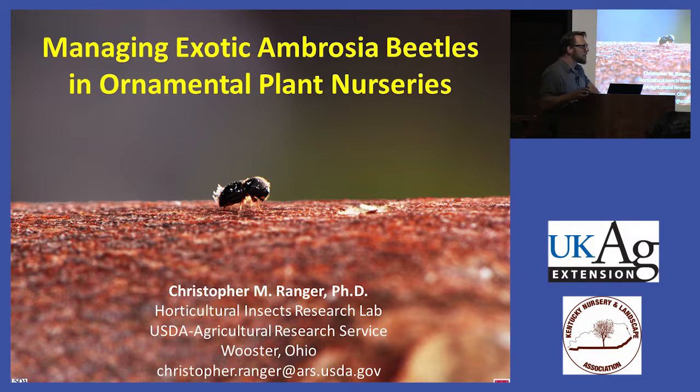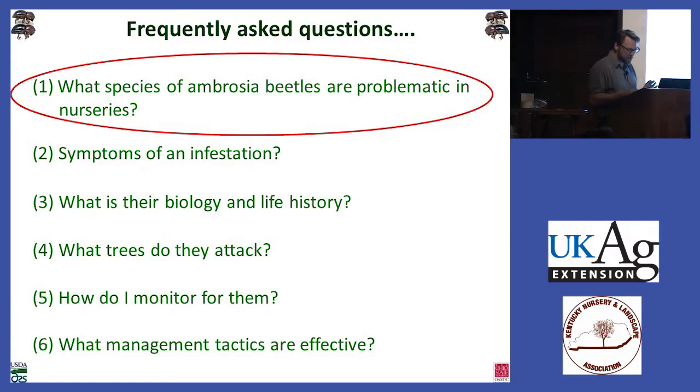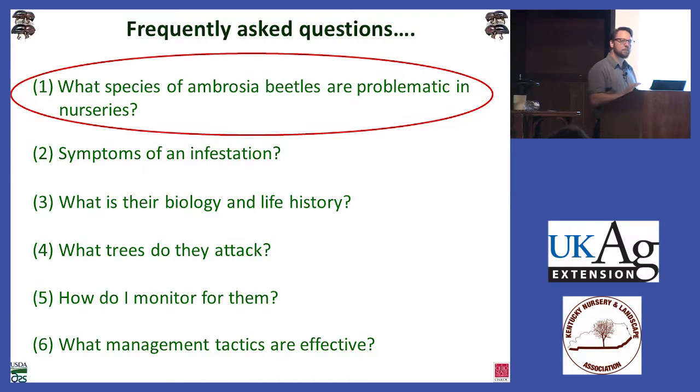So we don't have all the answers for these insects. They're very challenging, as some of you might know, but we do have some topics that we've addressed. These are some frequently asked questions that come up. What species of Ambrosia beetles are problematic in ornamental nurseries and also landscapes? What are the symptoms of an infestation? What is their biology and life history? What trees do they attack? How do I monitor for them? And what management tactics are effective?